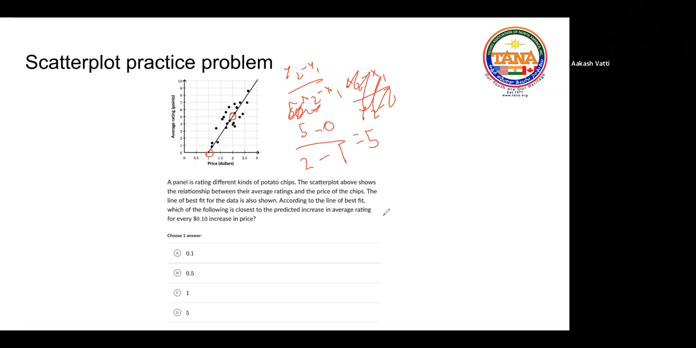And that means the line of best fit predicts a 5-point upward trend for every $1 increase. So, or 0.5 increase for every 1/10 of a dollar. That's because you just divide this by 10 and you divide this by 10 to get these two. So therefore the answer is B.